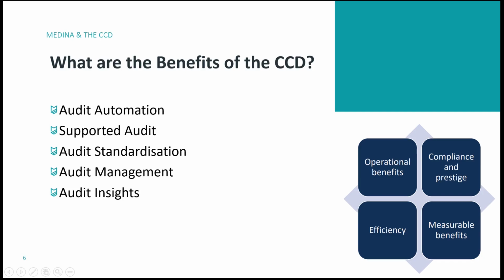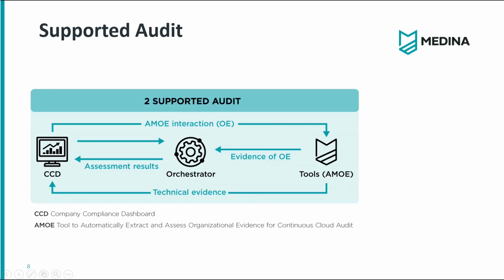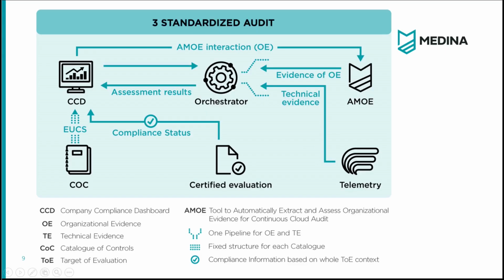What are the benefits of the CCD? Audit automation, supported audit, audit standardization, audit management, audit insights. Audit automation: after setting up checks and evaluations for the technical evidences, assessment results can be automatically and periodically retrieved. Supported audit: the tools represent different applications supporting the user with the audit process. To implement an organizational evidence, AMOE is used, which supports the user in finding the correct evidence in various policies and other documents.